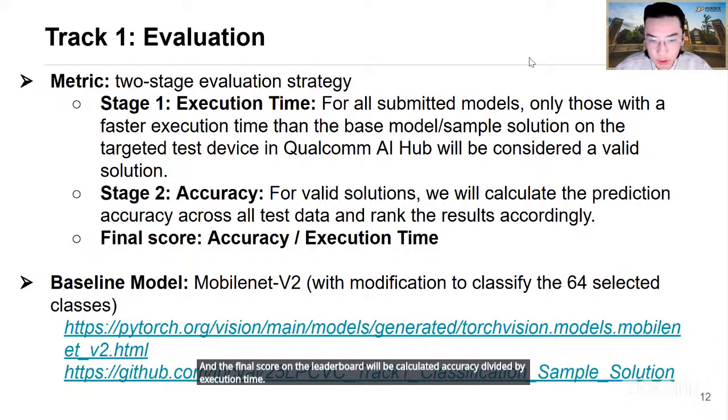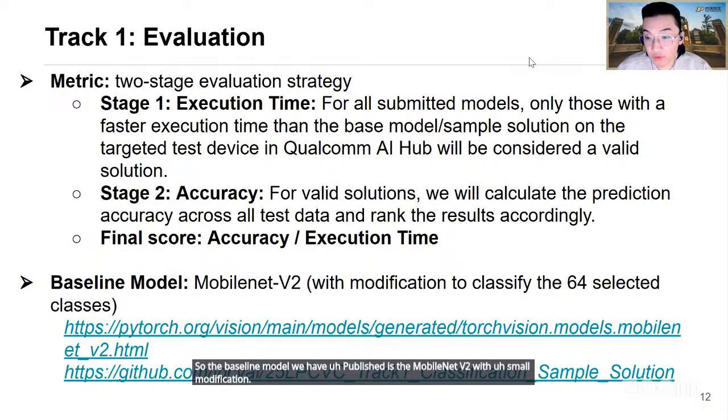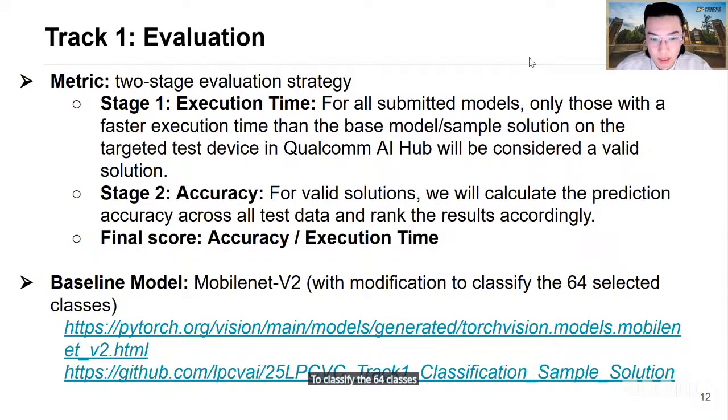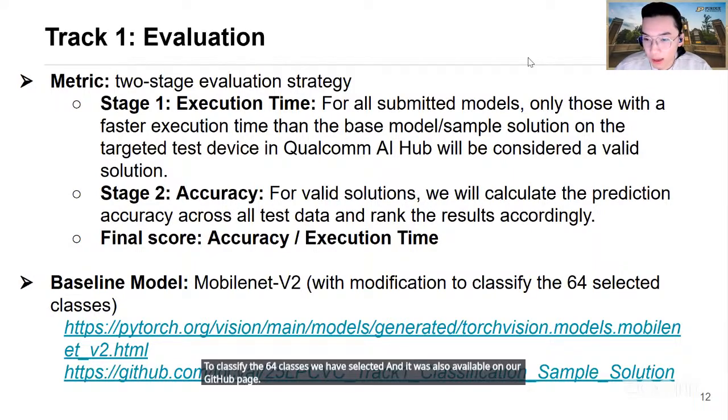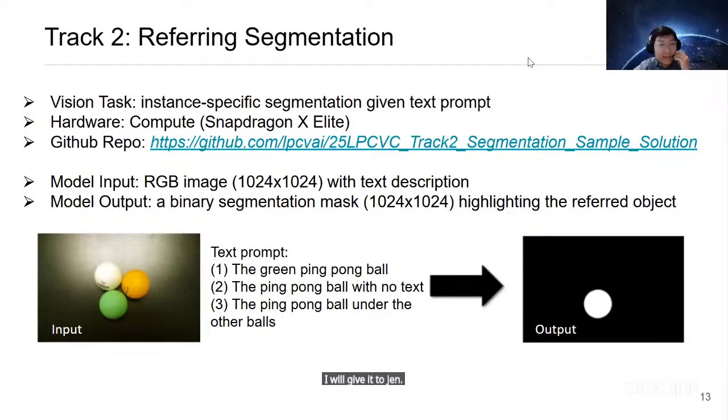The baseline model we have published is MobileNet V2 with a small modification to classify the 64 classes we have selected. It is also available on our GitHub page. And this is all for track one. Thank you very much. I will give it to Jen. Well, thanks, Zihao, for introducing track one.